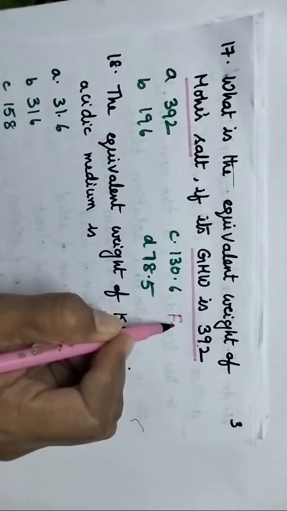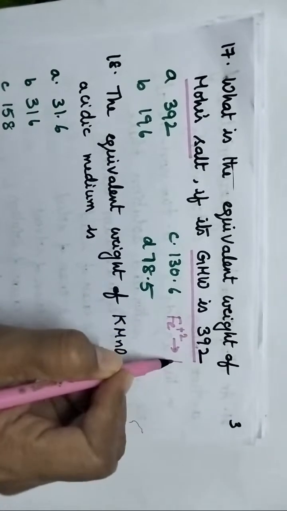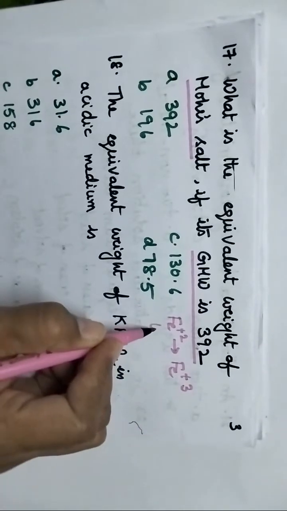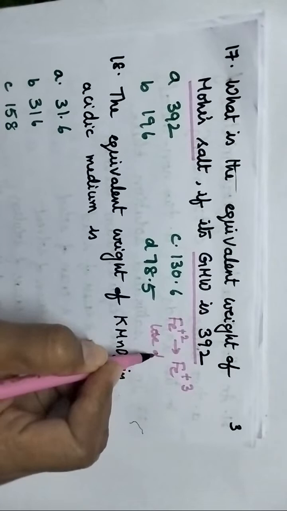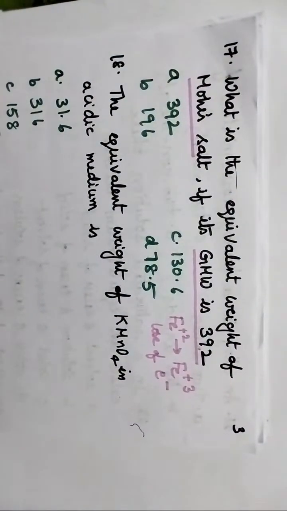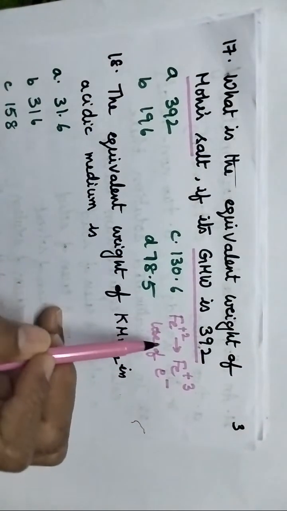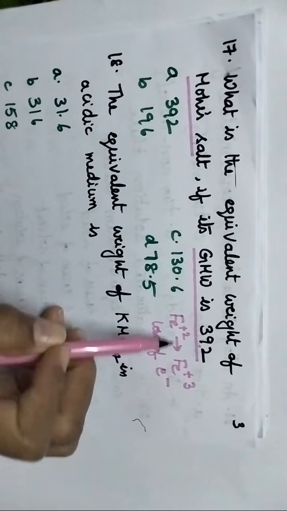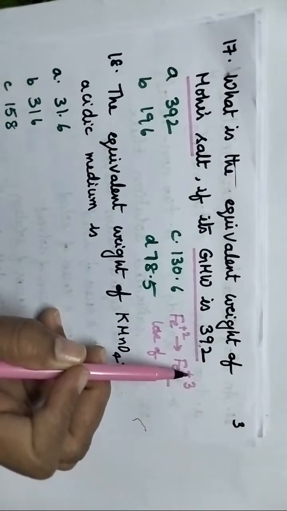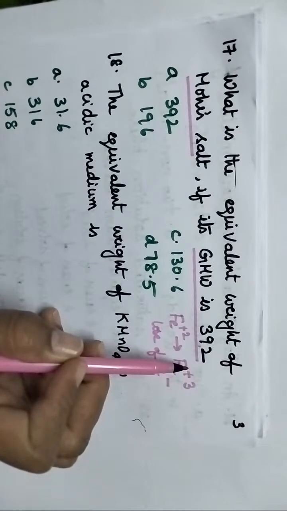There Fe+2 will be oxidized to Fe+3 with the loss of 1 electron. Now you can guess. Listen to me carefully. With the loss of 1 electron, Fe+2 is oxidized to Fe+3. So now tell me, what is the equivalent weight? Very good, Charan Sai.